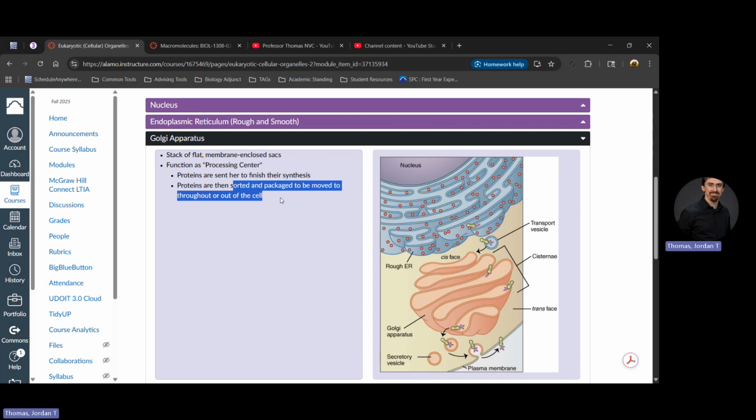So the way I think of this is the Golgi apparatus is like UPS. It takes all the packages that need to be sent out. It may do a little processing, making sure everything's in order, and then it sends them out to the correct location.